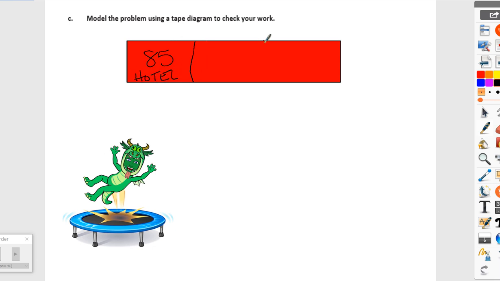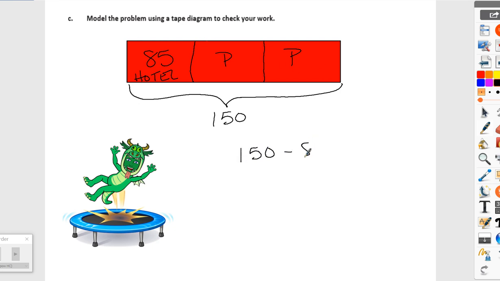And we also know that we get a pass and a pass. And we also know that overall, altogether, it costs $150. So looking at it this way, we can say, well, $150, take away the $85 that we know, equals $65. And then if we take that $65 and divide it by our 2 parking passes, we get our $32.50. So we get the exact same thing.